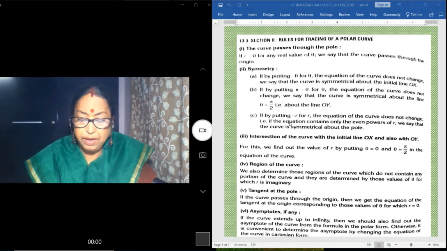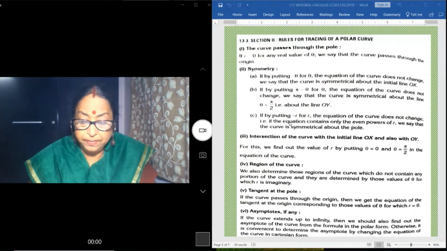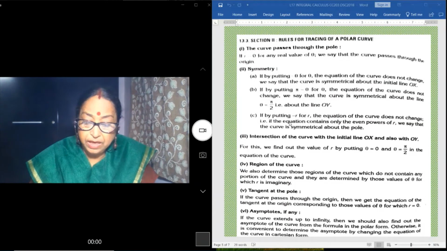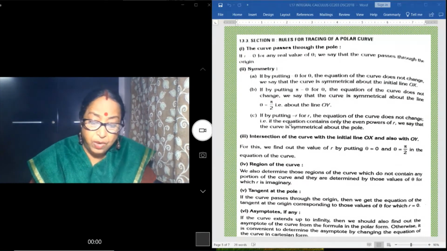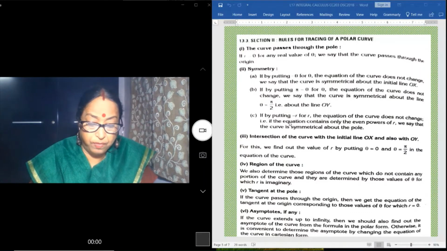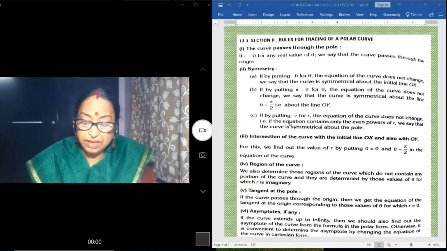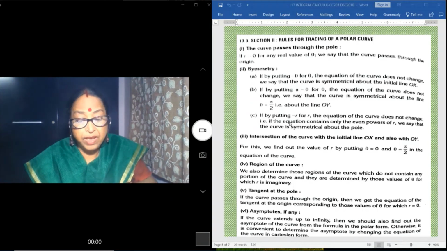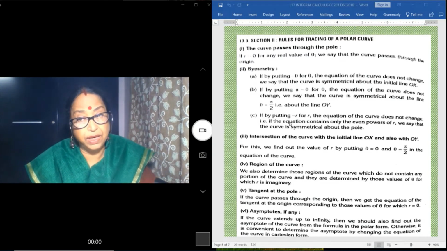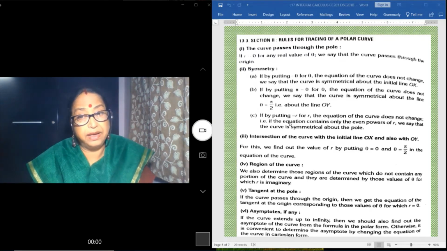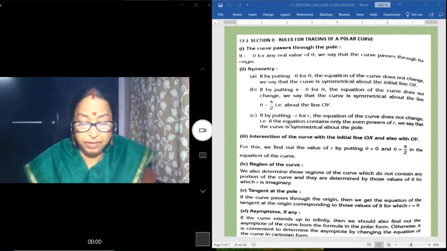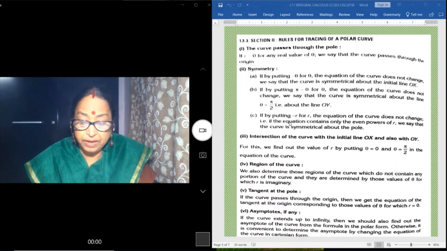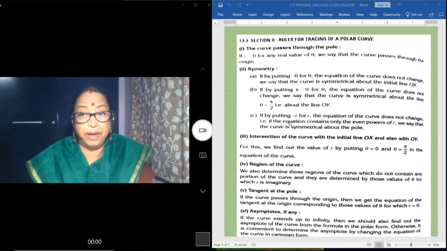If by putting minus r for r the equation of the curve does not change, that is, if the equation of the curve contains only even powers of r, then we say that the curve is symmetrical about the pole. Again, I am saying if we put r equal to minus r, and the equation of the curve does not change, then the curve is symmetrical about the pole.